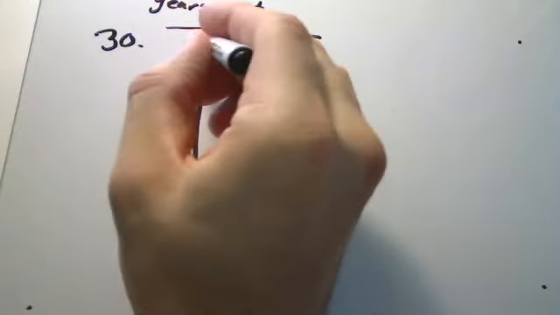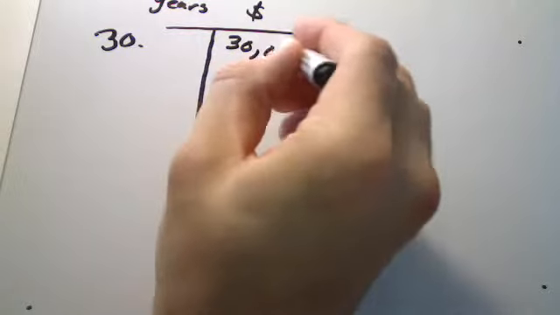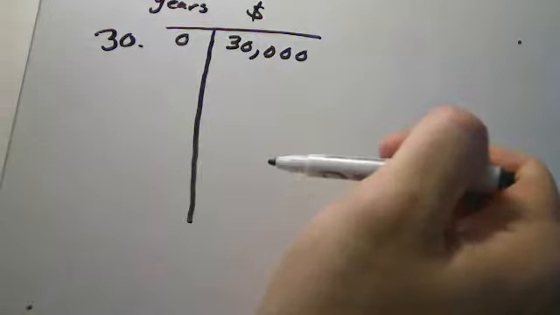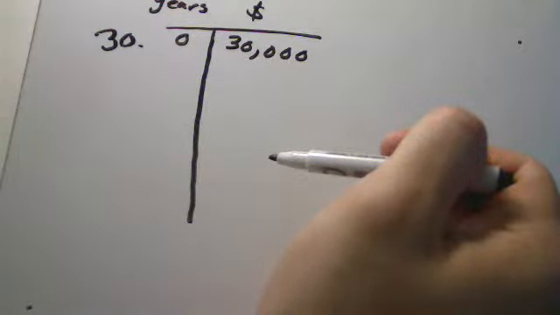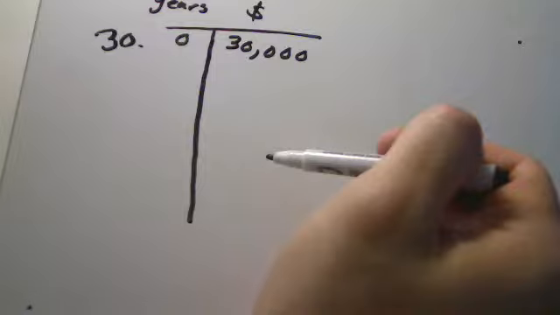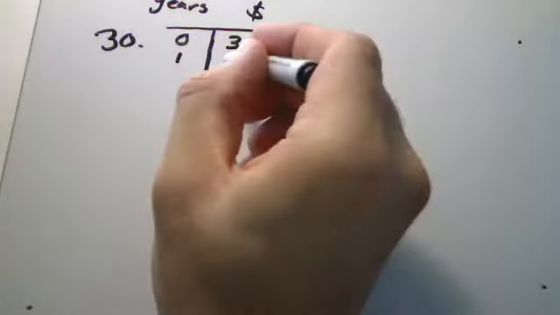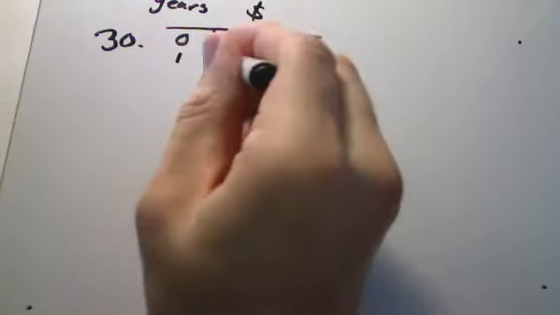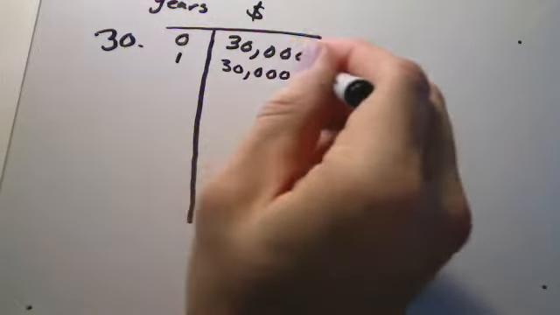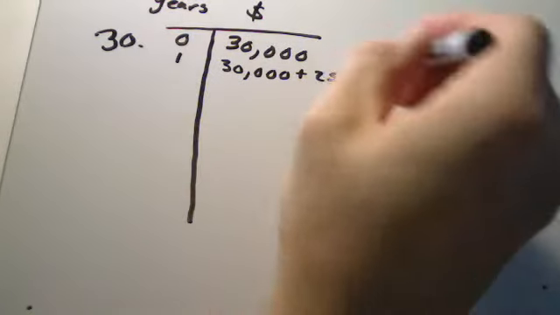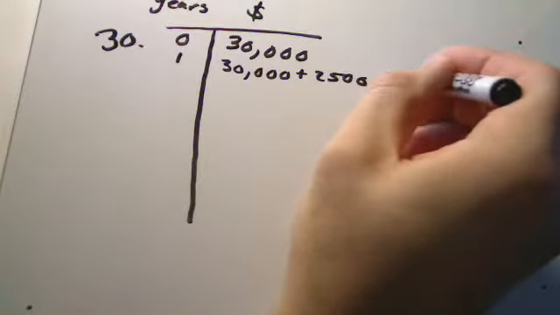It says that in my first year we have $30,000. That's with no experience. So let's put down 0 because technically that isn't my first full year. That's just a couple first months that I've worked there. After a full year, I have $30,000 plus $2,500. So it's 30,000 plus 2,500, so I end up with $32,500.